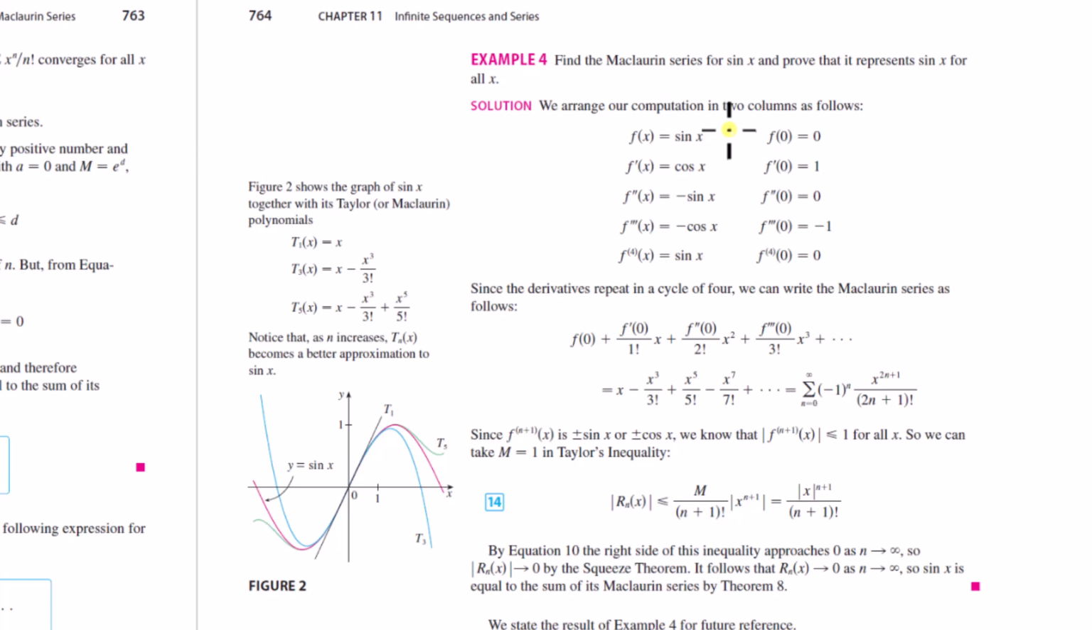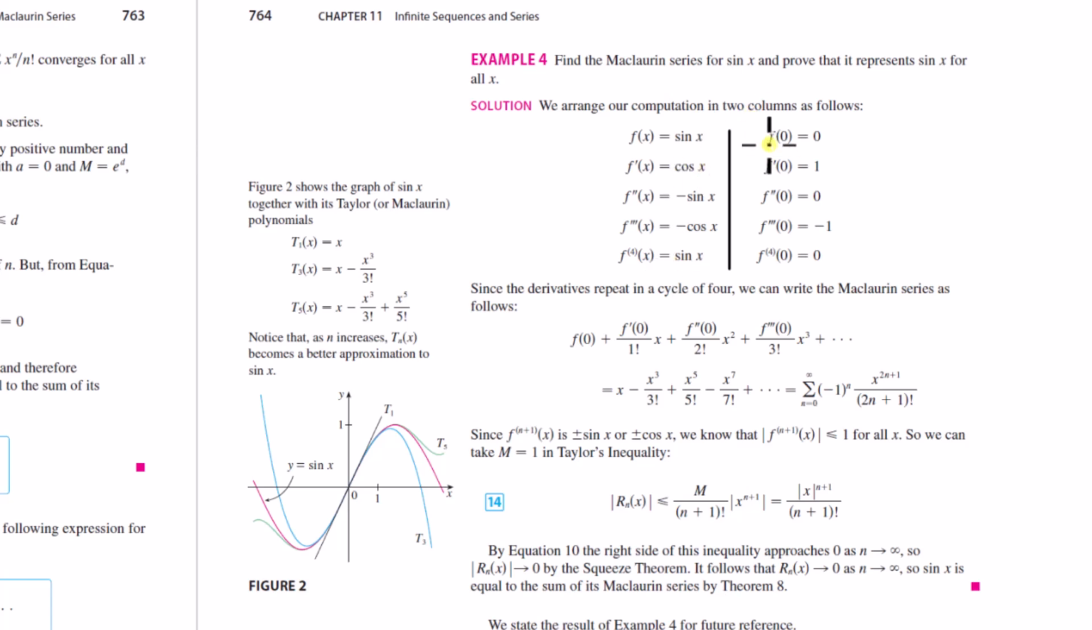All right, they make these two columns, and then they write out f of x is equal to sine of x, then f prime of x, f double prime of x, etc. And they're just trying to see a pattern if there is one. So you see, okay, sine, cosine, minus cosine. Now we're back at sine.